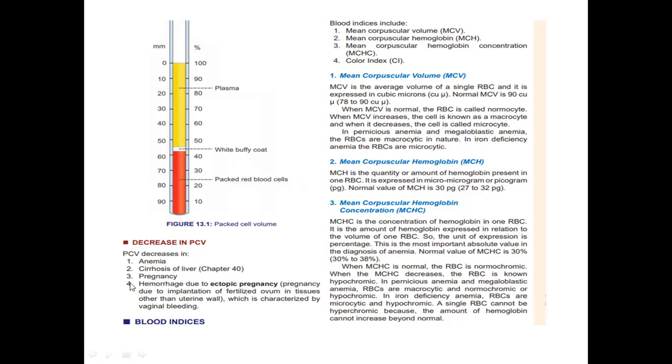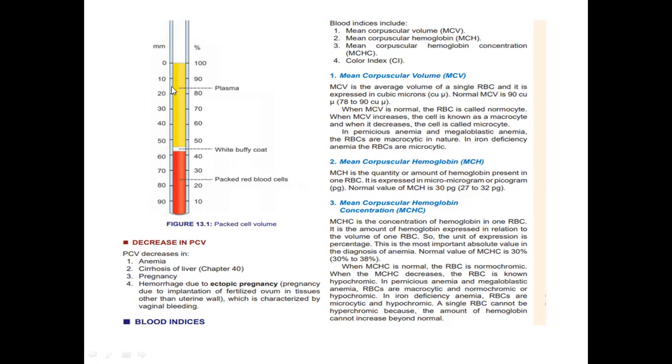Then the fourth reason why there is a decrease in packed cell volume is hemorrhage due to ectopic pregnancy. So when a woman has ectopic pregnancy, in which the fertilized ovum is implanted in an abnormal position outside of the uterine wall, it causes bleeding. And that kind of hemorrhage would lead to a decrease in the amount of red blood cells, because the woman is losing blood through bleeding. And when that hemorrhage is severe, it will lead to a decrease in packed cell volume also. So these are the four conditions under which packed cell volume decreases: anemia, cirrhosis of liver, pregnancy, and hemorrhage due to ectopic pregnancy.